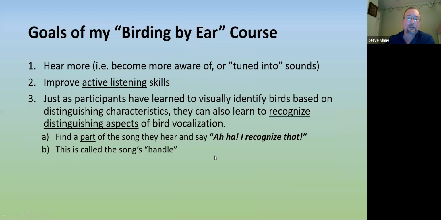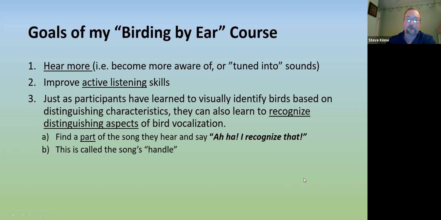The goals of that are really not only to have people try to hear more things, in other words, become more aware, more tuned into all the bird sounds that are out there, but also to improve their active listening skills. And this is really important. There's a big difference between hearing and listening. Hearing is just the passive reception of sound, whereas listening really requires brain processing and focus. Part of what we do is improve those active listening skills by listening to bird songs and analyzing them and listening to them over and over and describing them. That's the way they start really learning the bird songs pretty well.